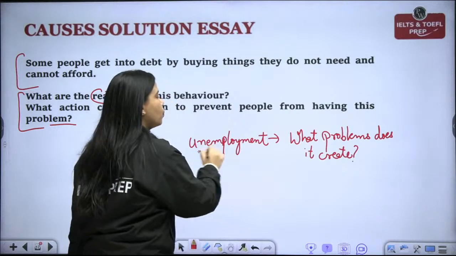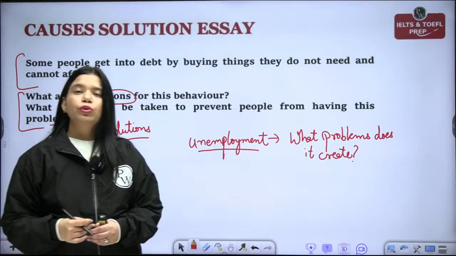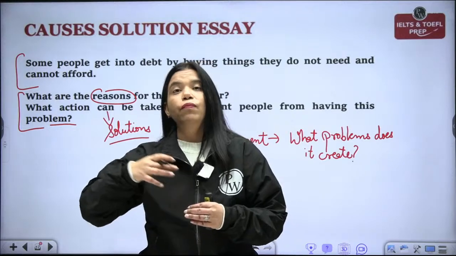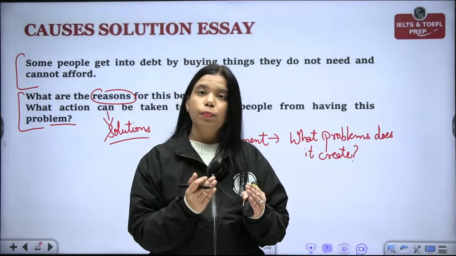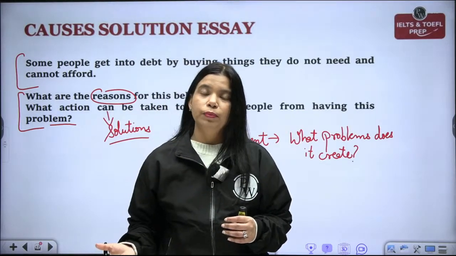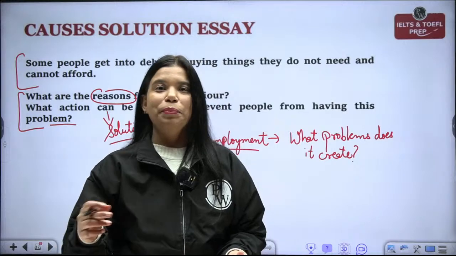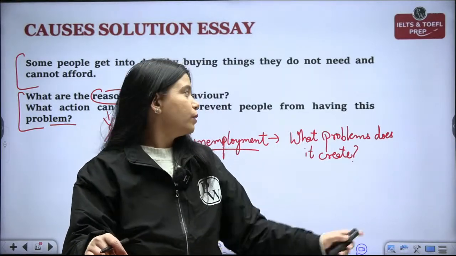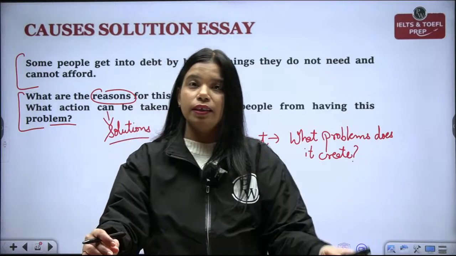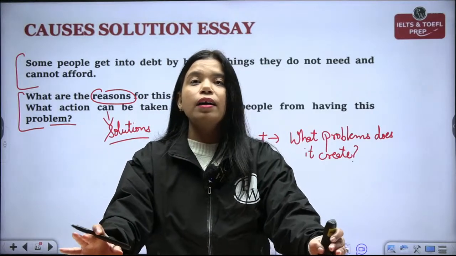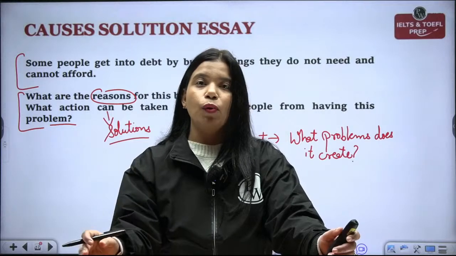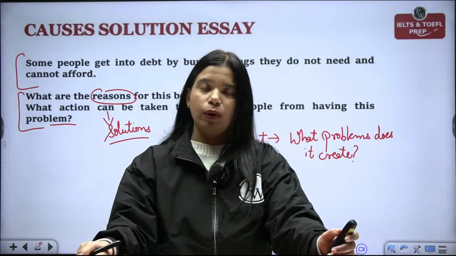उन्होंने पहले तो आपको प्रॉब्लम दे दी, अब क्या पूछ रहे हैं? Now they are not asking for reasons and solutions, they are asking for further problems कि इस एक प्रॉब्लम की वजह से और क्या प्रॉब्लम्स क्रिएट होती हैं सोसाइटी में, right? So you have to understand exactly what is being asked. अब इस क्वेश्चन में what problems does it create? इस क्वेश्चन में we can't write reasons and solutions. This question will be entirely about problems, impacts of unemployment.